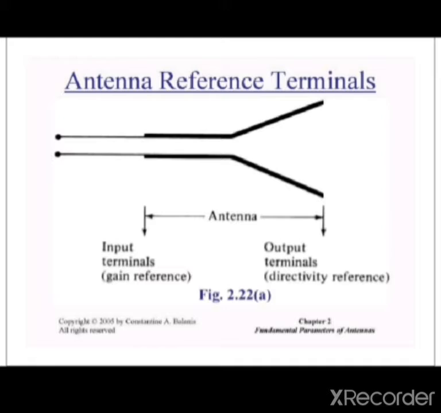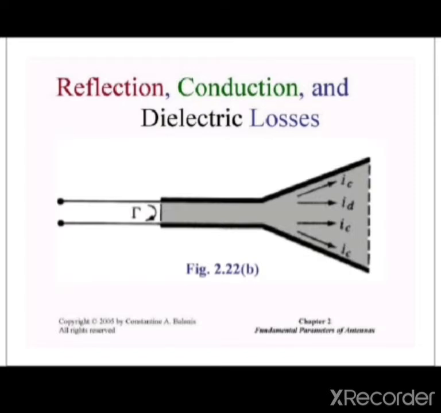1 plus 0.2 by 1 minus 0.2, that is 1.2 by 0.8, which is equal to 3 by 2, which is equal to 1.5. That is the standing wave ratio, the SWR, of that given wave. Okay, so this is about the reflection, conduction and dielectric losses. All these losses are called the path losses. So here, this is the reflection loss, and the conduction losses and dielectric losses.